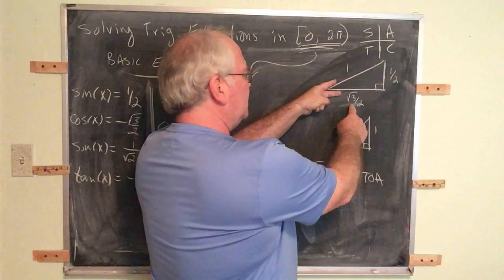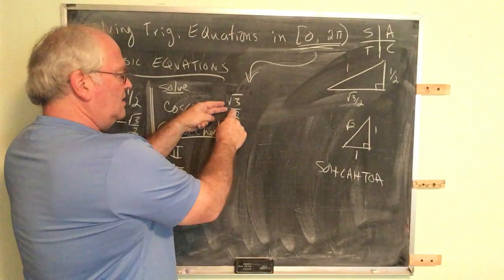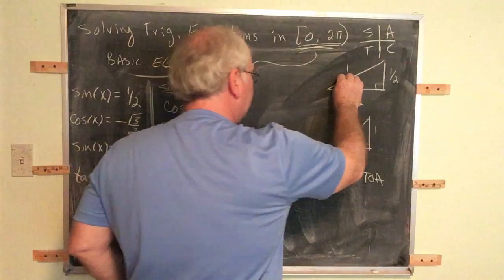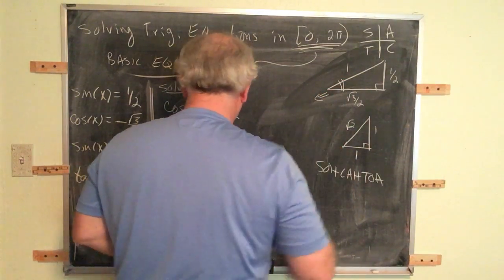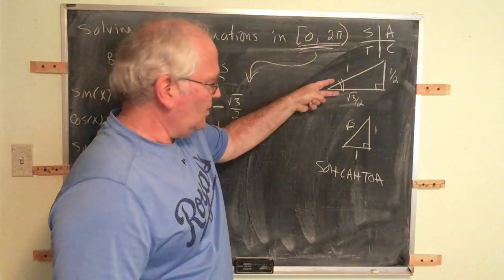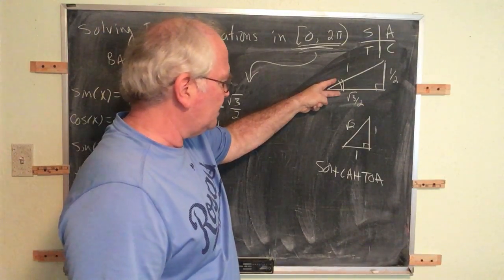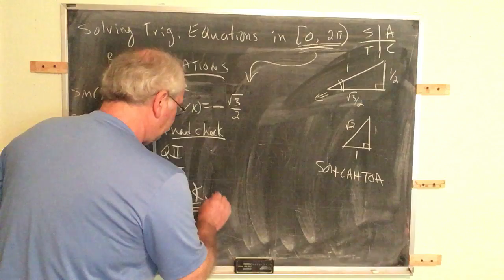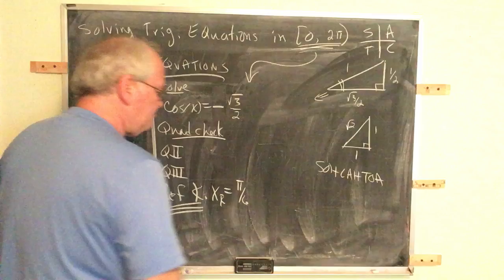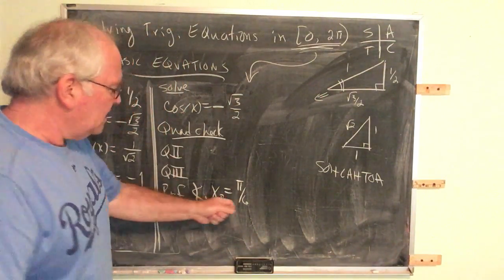Cosine is adjacent over hypotenuse, yes, that's the angle we want. So this tells us that x is, in fact, that angle. Again, you can think degrees all you want, but we need to write radians. That angle in radian measure is pi over 6. So the reference angle, x reference, is pi over 6. Right, this angle.